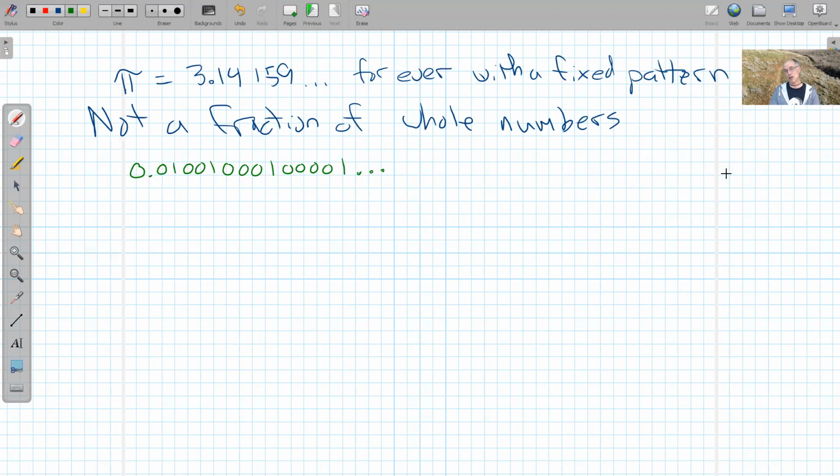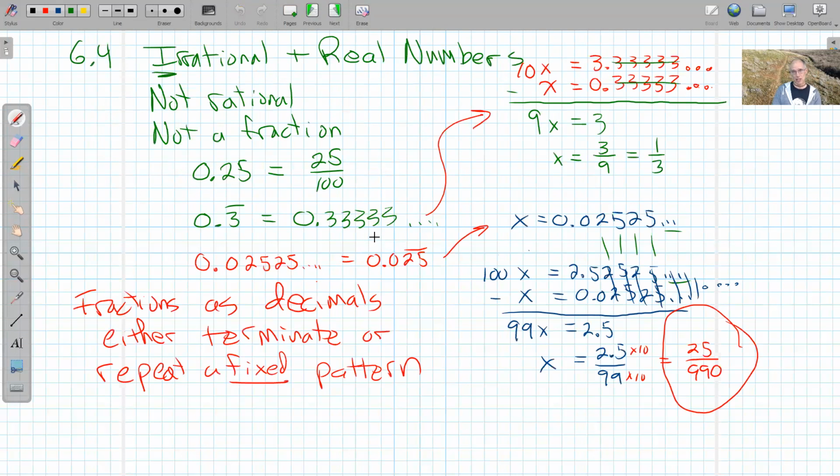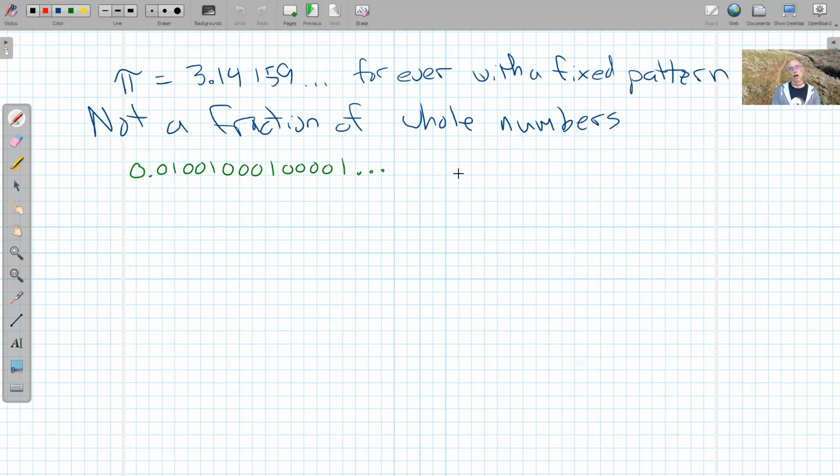I see the pattern, I can write it, but it is not a pattern like this where I have this fixed block that's repeating. This fixed block that's repeating. This is not a fixed block. So it turns out this cannot be written as a fraction. The technical term for fractions of whole numbers, by the way, are rational numbers. So this cannot be written as a rational number.